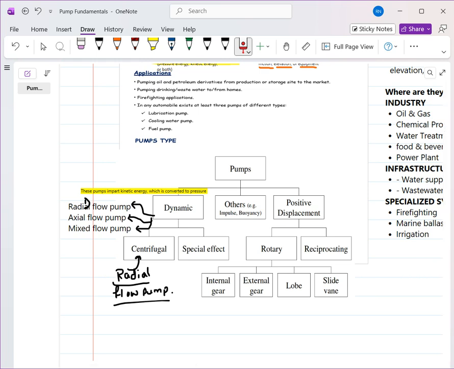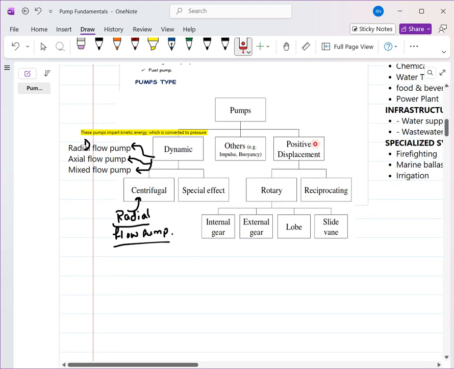In the positive displacement pump, we have two types: rotary pump and reciprocating pump. Basically, a positive displacement pump takes a fixed amount of liquid, and it discharges the same fixed amount of liquid which it took in at the start. It moves that fixed amount of liquid from one point to another through various types.